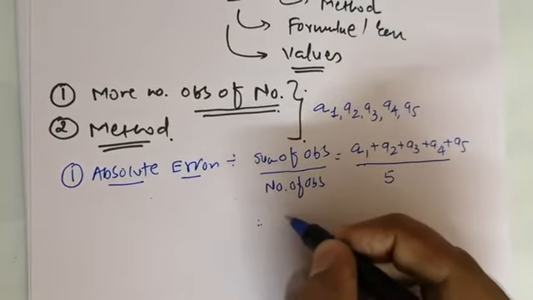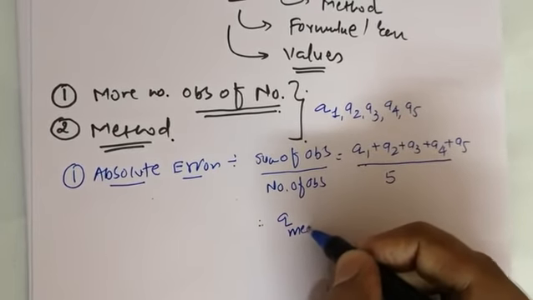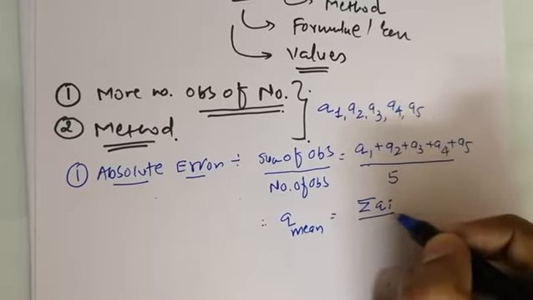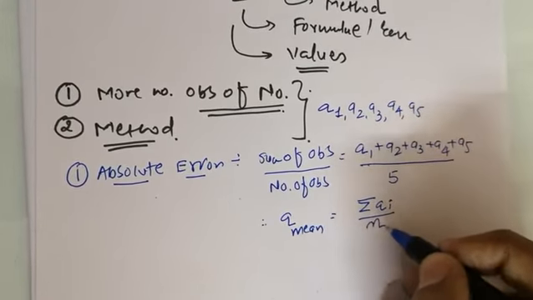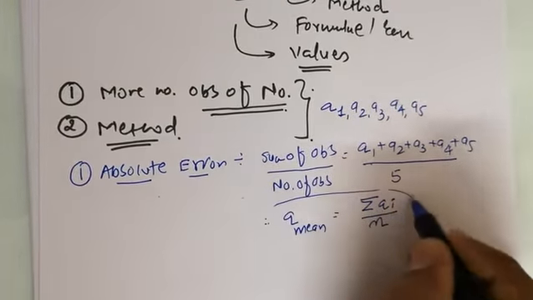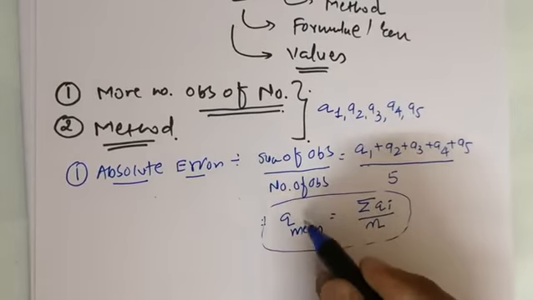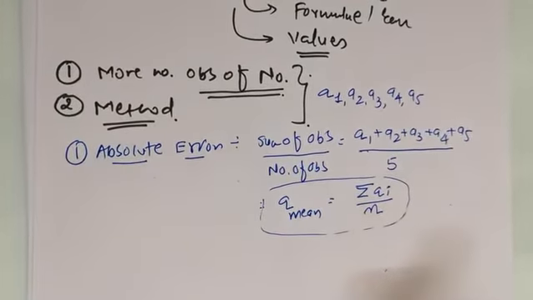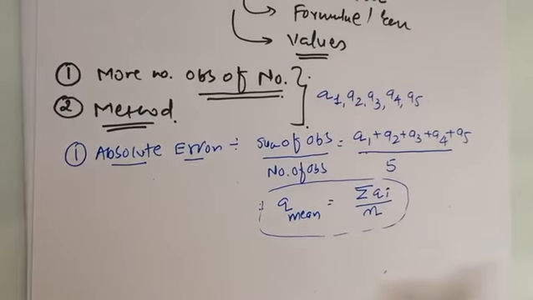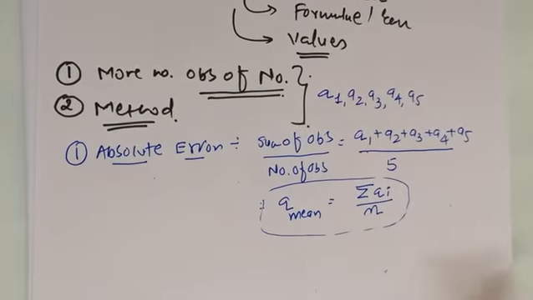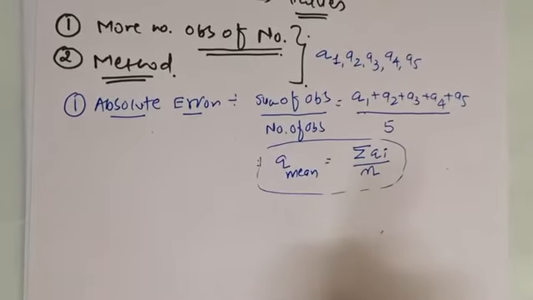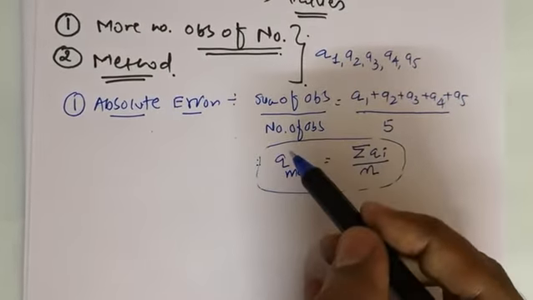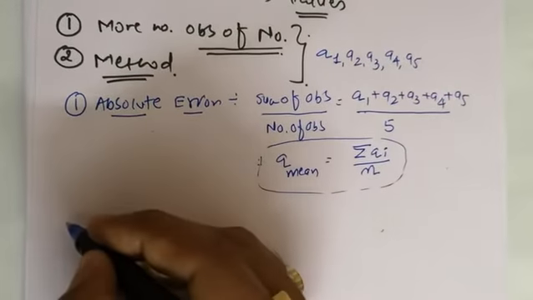So generally you can just say A mean, it is called the sum of all observations divided by their number. So you can just say that A mean equals sigma ai by n. Basically up to your 10th you are just saying that it is called the average method. So this is one type of thing. You can just say that absolute error is called the sum of your observations divided by the number of observations.